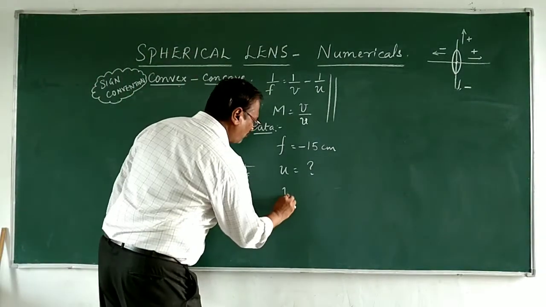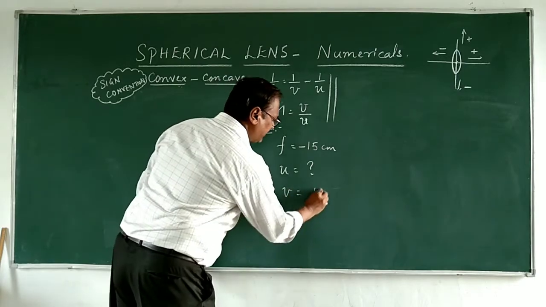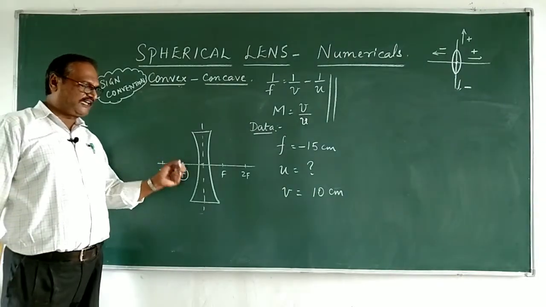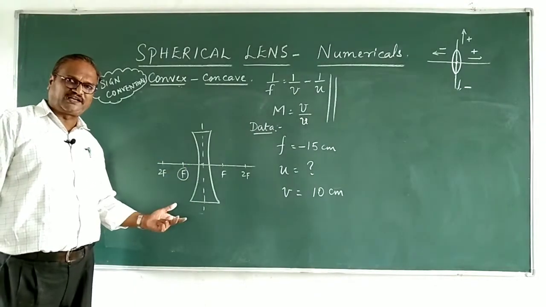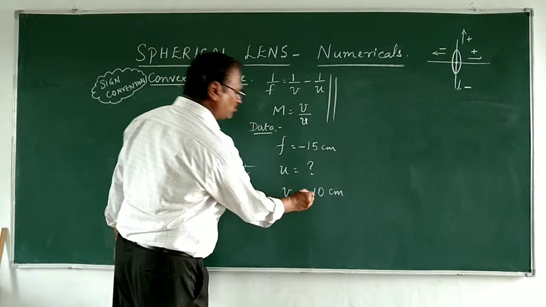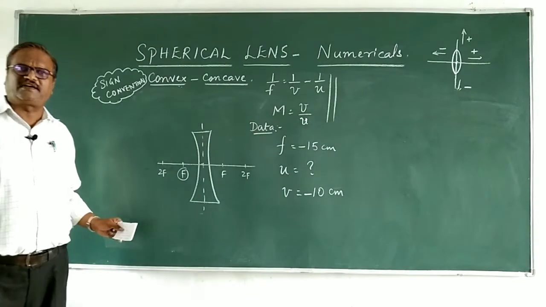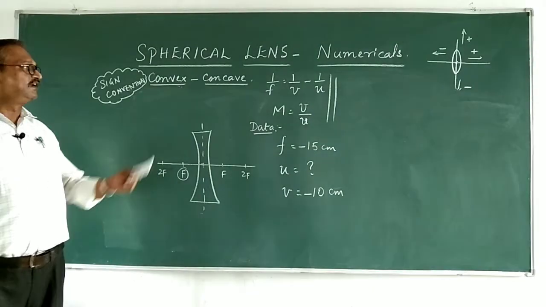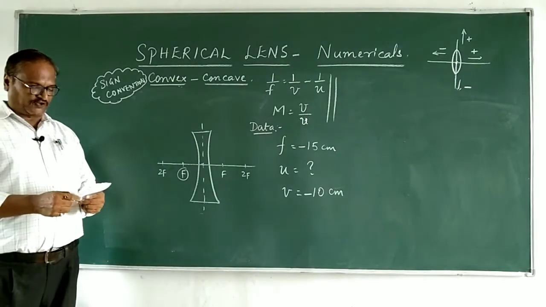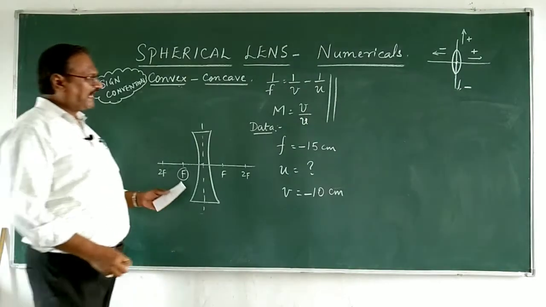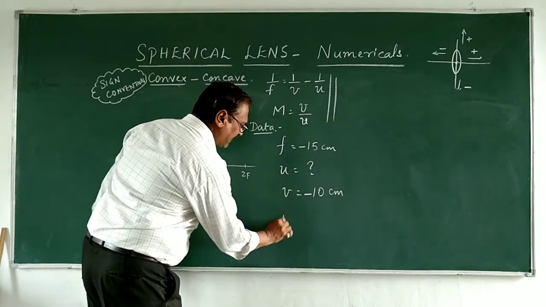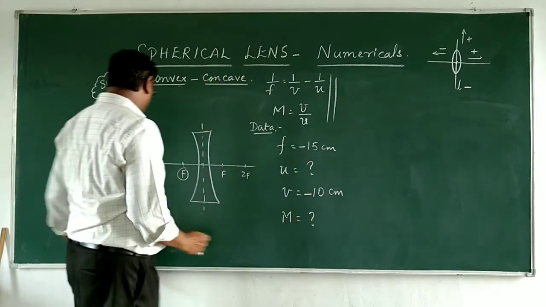If the image is formed at a distance of 10 centimeter, you already know that in the case of a concave lens, it will be virtual and it will fall in the left hand side. So no one needs to say anything to you, put a negative sign. It cannot form anywhere else. It has to form in the left hand side for a concave lens. Now, he says to calculate the U, and also if possible we can calculate the magnification.